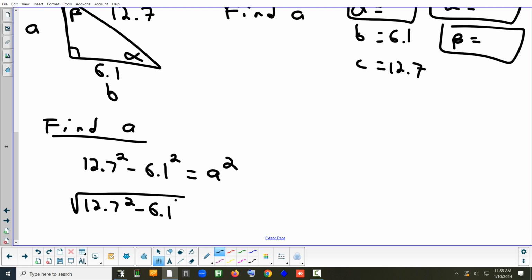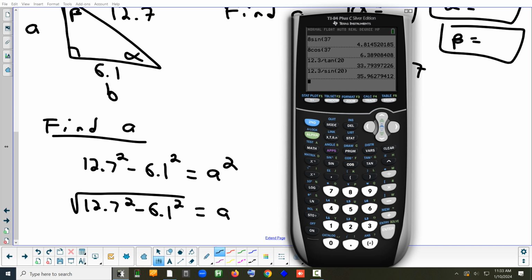This is really the best way to do the problem. You're not doing any rounding until you type the answer in on the calculator. If I square this and round each one, then subtract it, then round it again, take the square root and round it again, I've rounded four times in the same problem. That's not really the best way to do it. So we're going to type in the whole thing just like that.